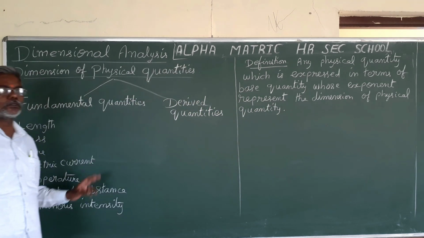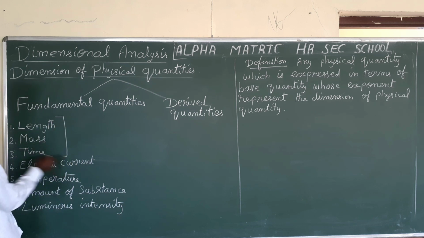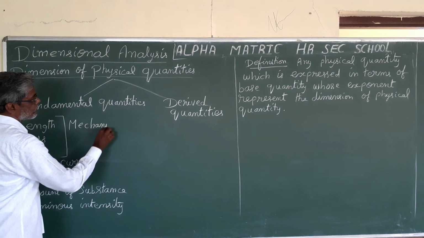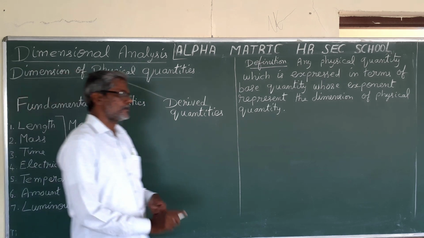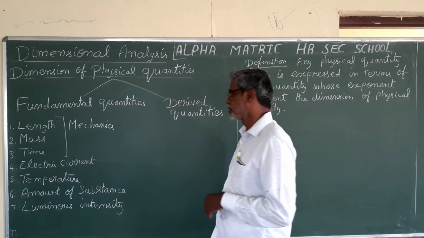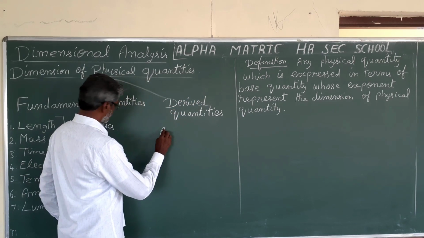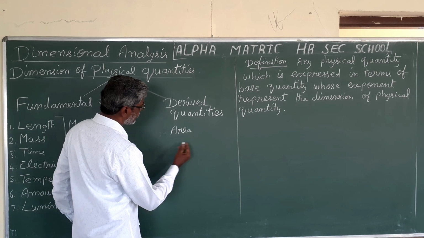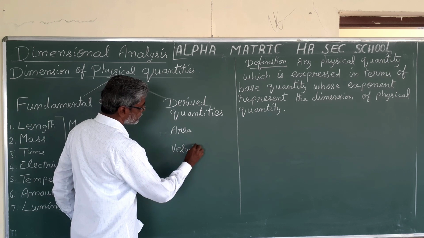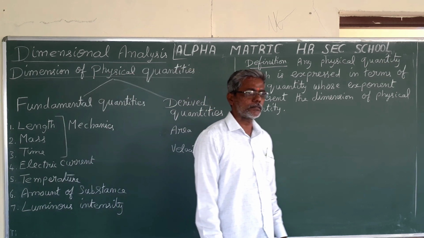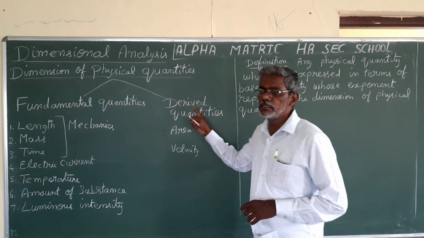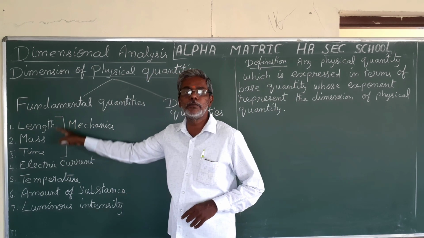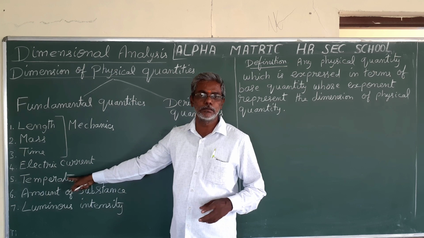Out of these seven fundamental quantities, these three, that is length, mass and time, are used in mechanics. Now, if I look at derived quantities, an example is area, another example I can take is velocity, acceleration, pressure, and so on. Now, these derived quantities can be expressed in terms of some combinations of fundamental quantities or base quantities.